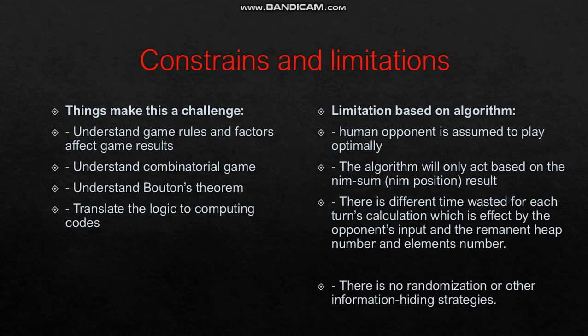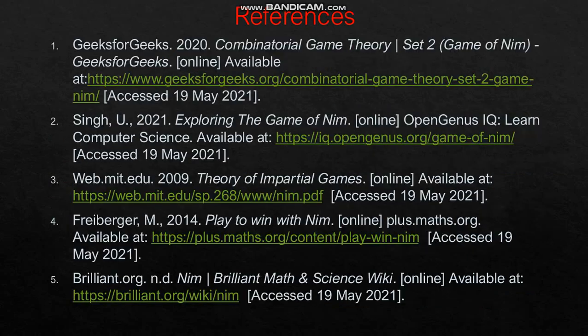The human opponent is assumed to play optimally. The algorithm will only act based on the Nim sum, and there's different time wasted for each turn's calculation, and there is no randomization or other information hiding strategies.